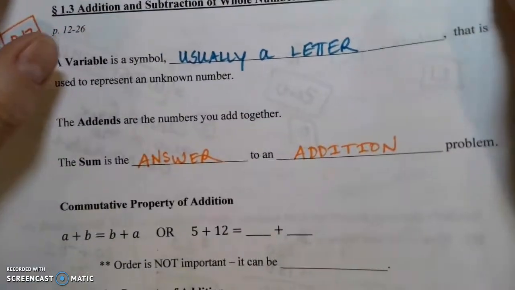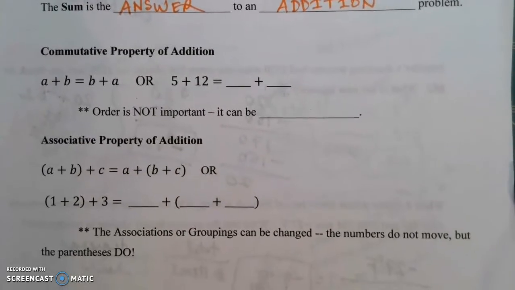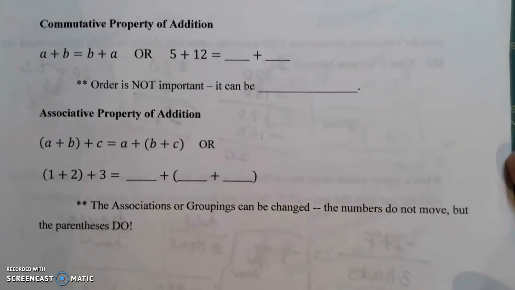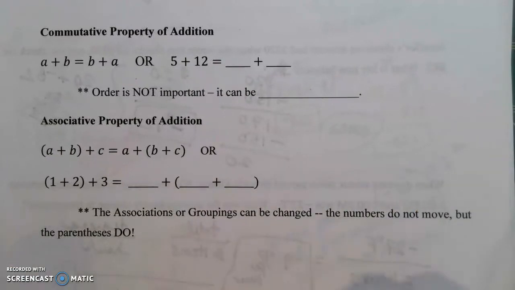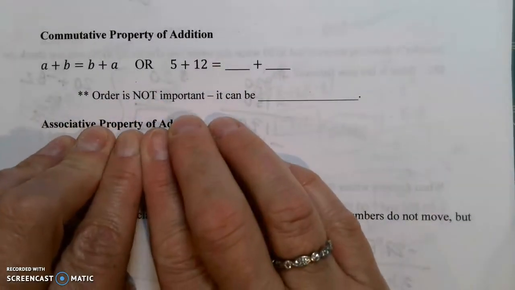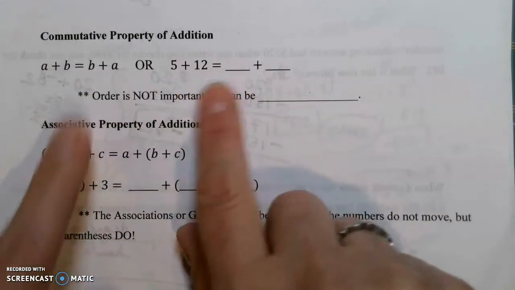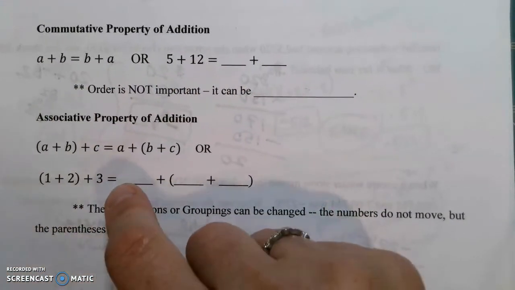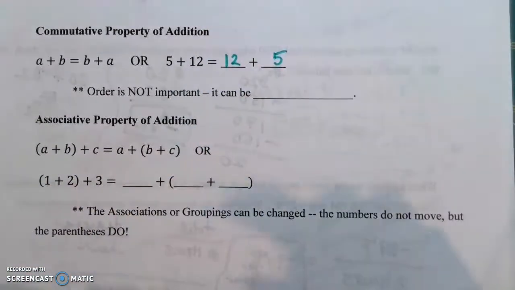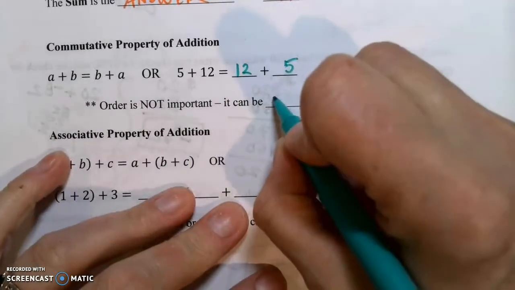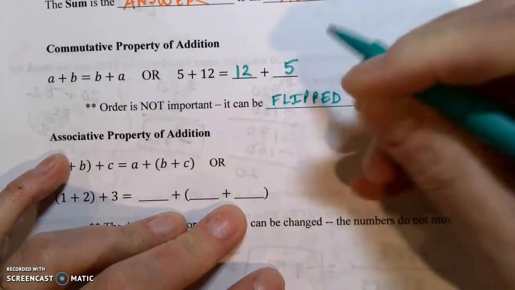Now with our properties, let's put this up here a little bit. Okay, so the two main properties of addition are that it is commutative and associative. So commutative meaning that we can change the order of the letters. So A plus B is the same as B plus A. In terms of more specific numbers, it means that 5 plus 12 is going to be the same as 12 plus 5. Order is not important. It can be flipped or switched, however you want to talk about that.